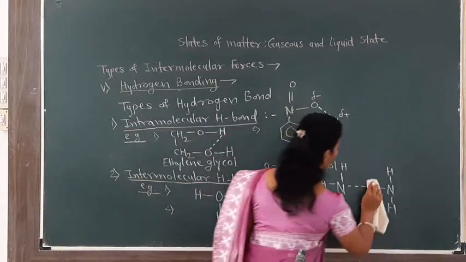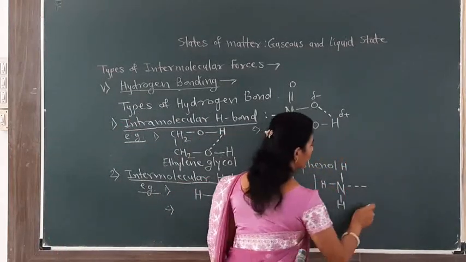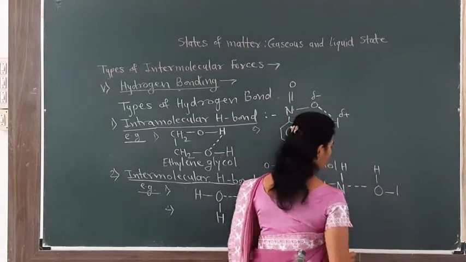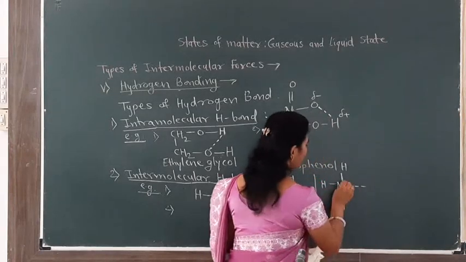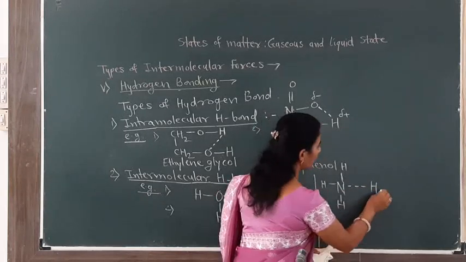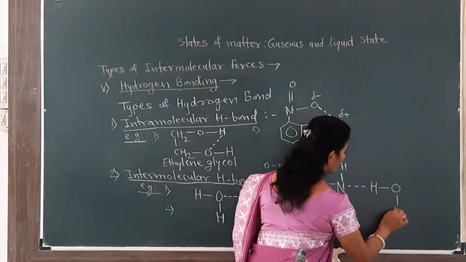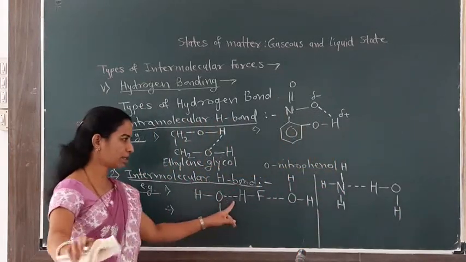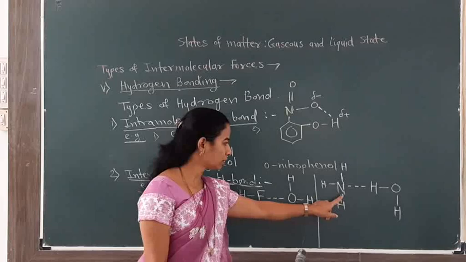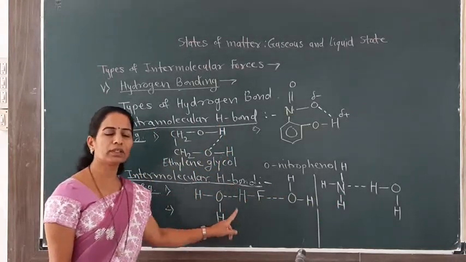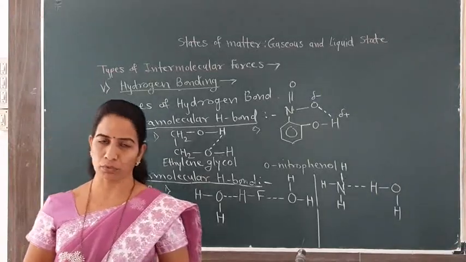Or this ammonia molecule can also form a hydrogen bond with the water molecule like this. Sorry. Here nitrogen is more electronegative, so it must form the bond with the hydrogen atom of water in this manner. Have you got it? These examples are showing the intermolecular hydrogen bond within different kinds of molecules.